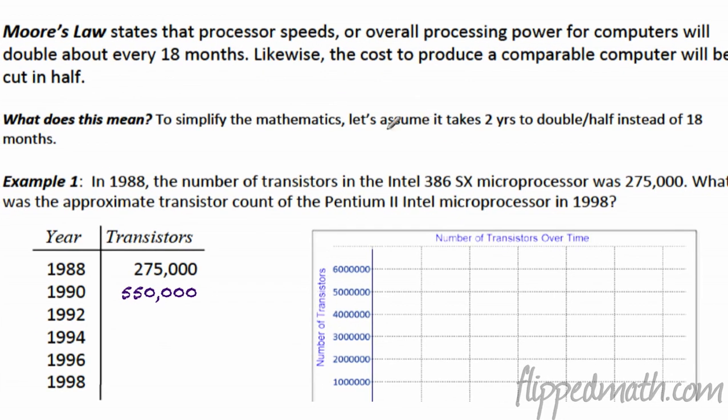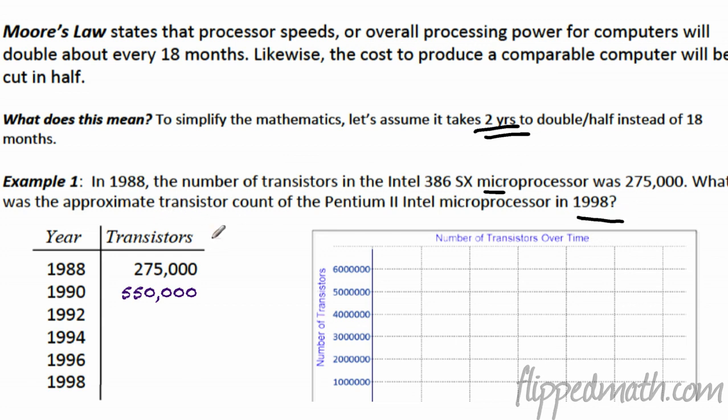So what we're going to do, instead of making it 18 months, we're just going to round it up to 2 years. That makes our math a little easier. And with the first example, let's suppose that in 1988, this is actually a true story, the number of transistors in this microprocessor, 386SX, was 275,000. What is the approximate transistor count in 1998?